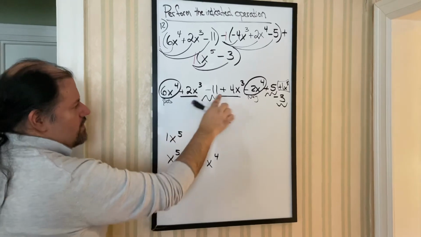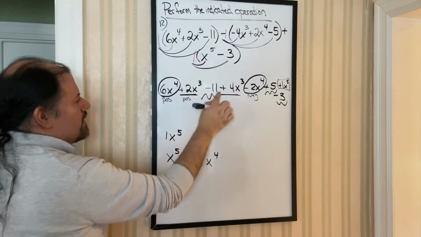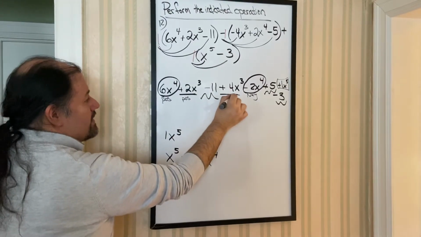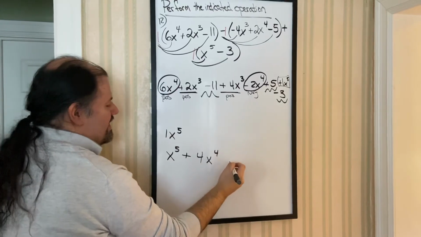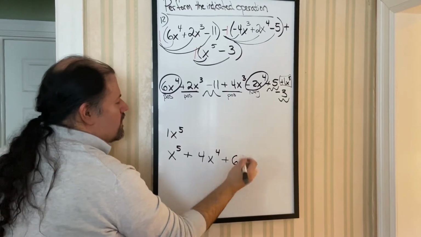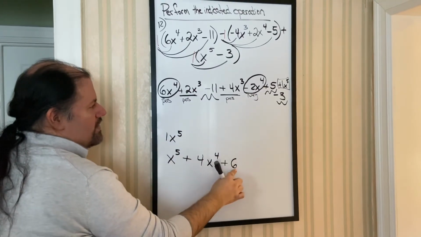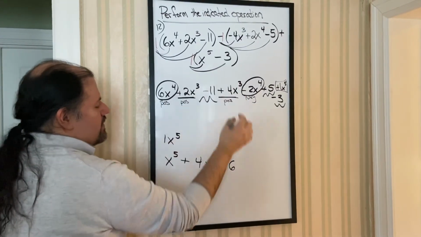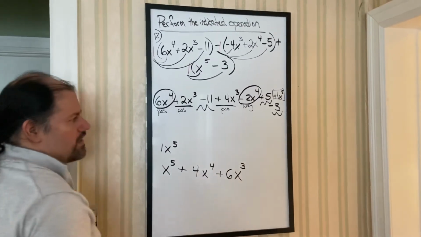Then x cubed, these two guys can be combined. This is a positive. This is also a positive, so when they're the same, we add. So 2 plus 4 here, we're going to get 6. Notice team 4 wins versus team 2, so that's the reason why it's a positive 6. x cubed, we keep the same variable part, x and the cubed.